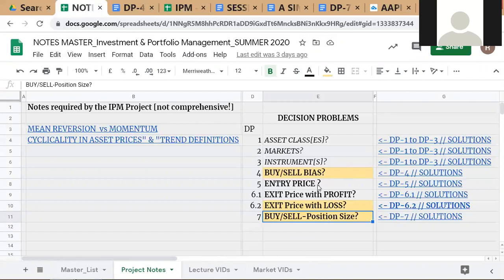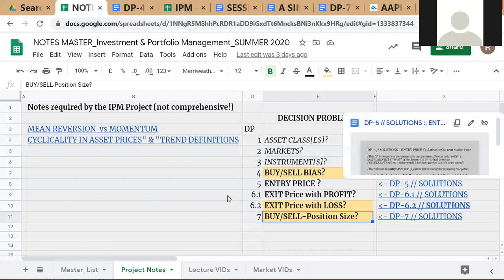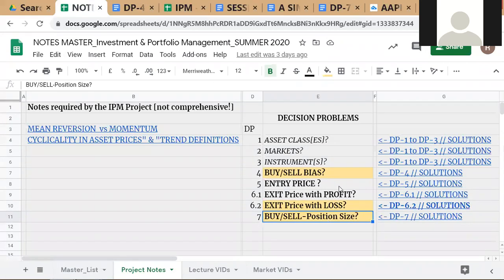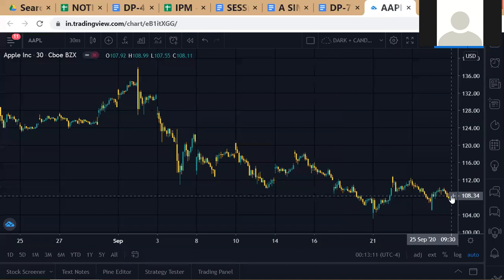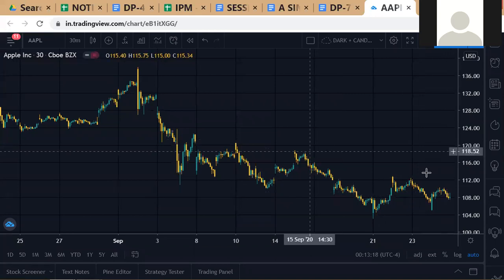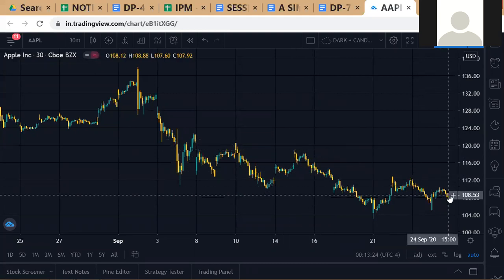As far as DP5 is concerned, we have already decided that for the moment we will always solve it with an entry at a market price. DP5 is about whether I should enter at the market price, or at a price worse than the market with a stop order, or at a price more favorable than the market with a limit order, if I'm going long.